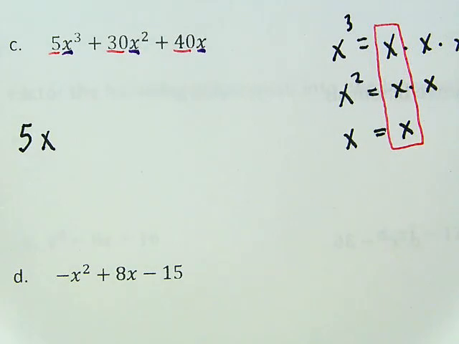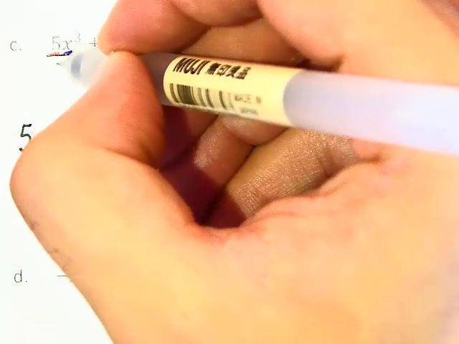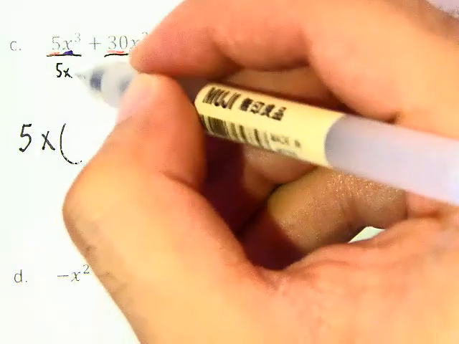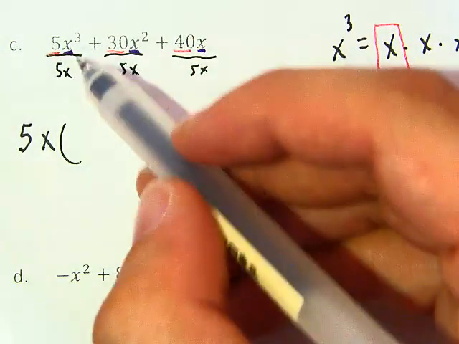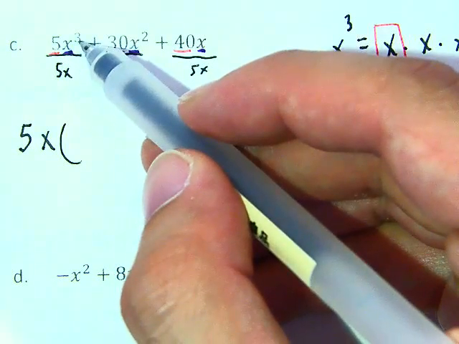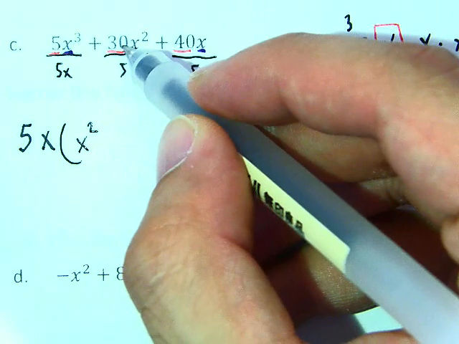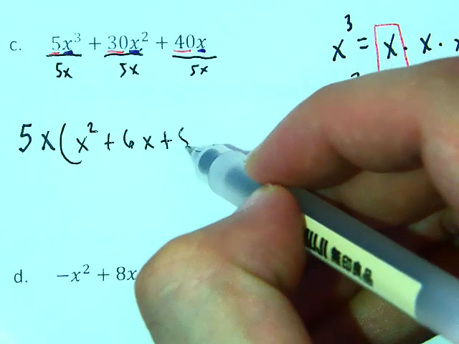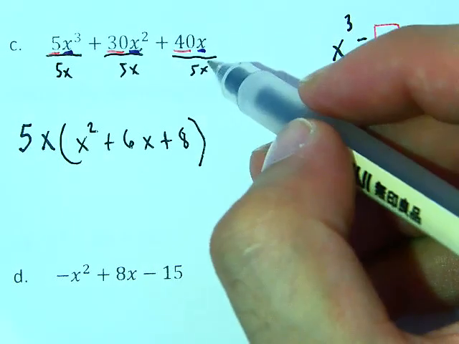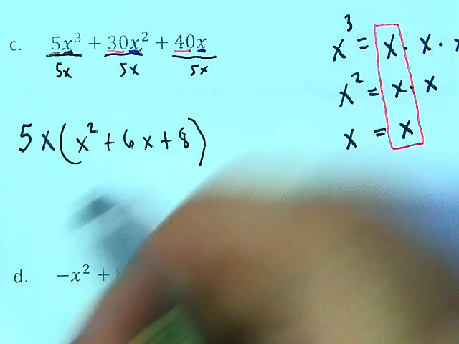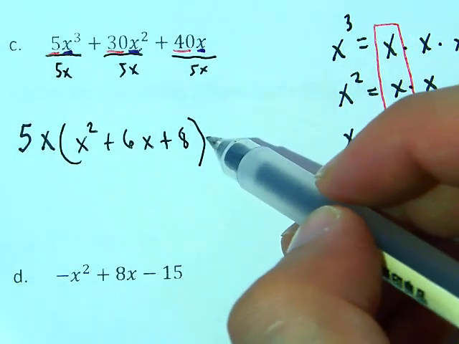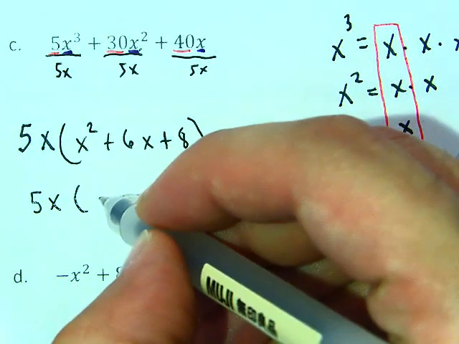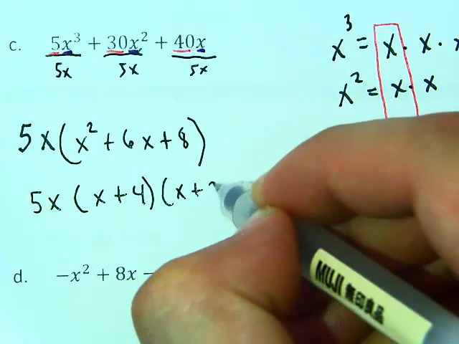And then what am I going to do with that x? I'm going to divide each of these by 5x, right? And then whatever I get for the quotient comes over here. So here, 5 divided by 5 is 1. x cubed divided by x is x squared. 30 divided by 5 is 6. x squared divided by x is x. 40 divided by 5 is 8. x divided by x is 1. And remember, 1 times 8 is just 8, right? So notice that we factored this one time. Can we factor it again? We can. This will just be x plus 4, x plus 2.